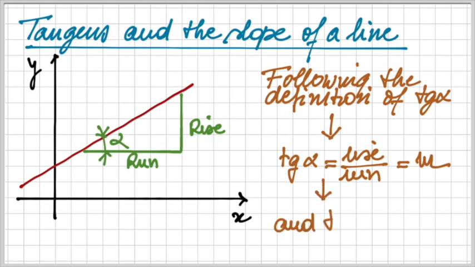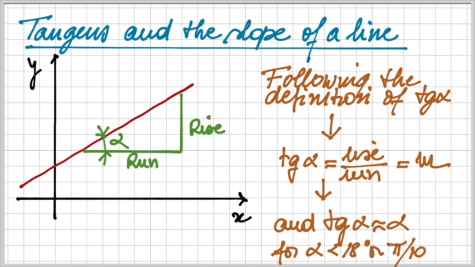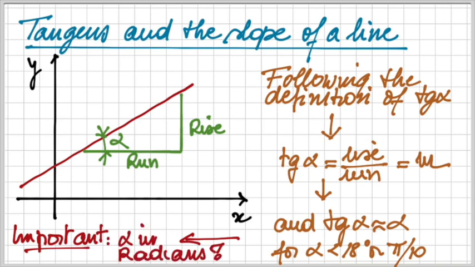Now in this case, what we can say, which is also very important, is that the tangent alpha is approximately equal to the angle for alpha smaller than 18 degrees or pi over 10. What is also important to understand is that we can say that this expression is in fact true when alpha is expressed as a fraction of pi. We cannot use this for the angles in degrees.